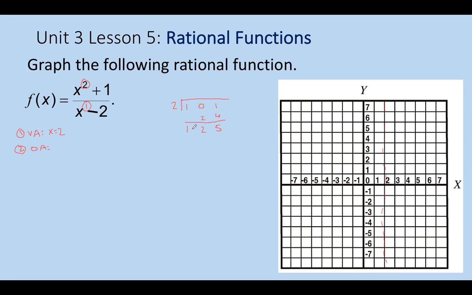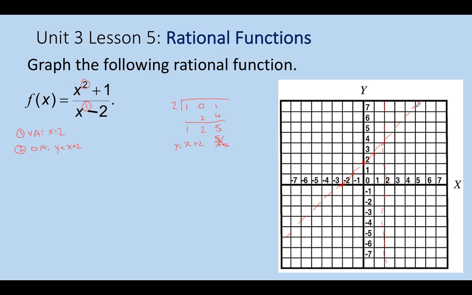So again, this is kind of like the one that we saw earlier. I'm going to wind up with 1x plus 2, and then the remainder is going to be 5 over x minus 2, but I just make that go away. And so y equals x plus 2 is going to be the equation for my oblique asymptote. So I got a y-intercept of 2, I got a slope of 1, so up 1 over 1. And so my oblique asymptote is basically going to look like that.